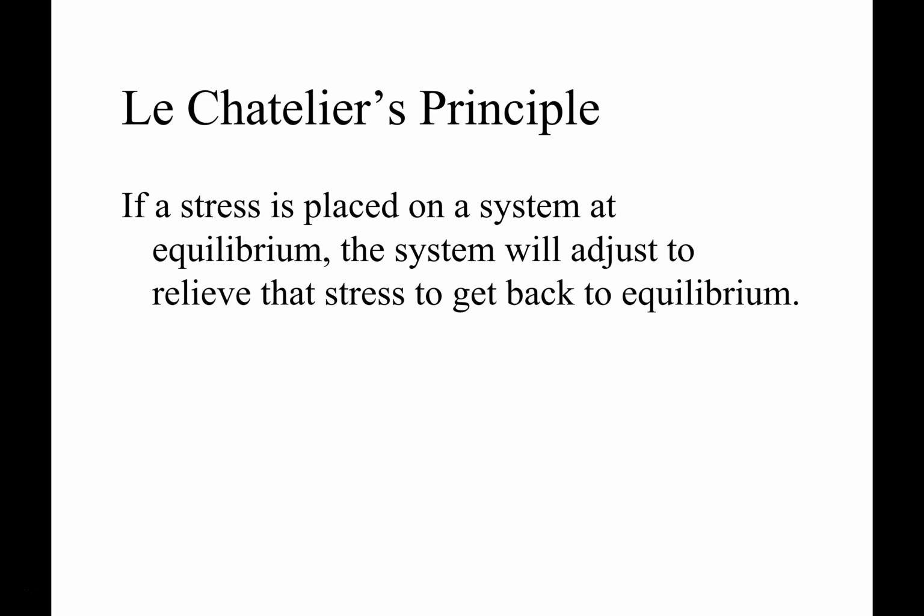I'm going to get rid of my extra arrows. This is an equilibrium. Why is it an equilibrium? Because it goes forward and it goes back. It's not just a one-way sort of thing.